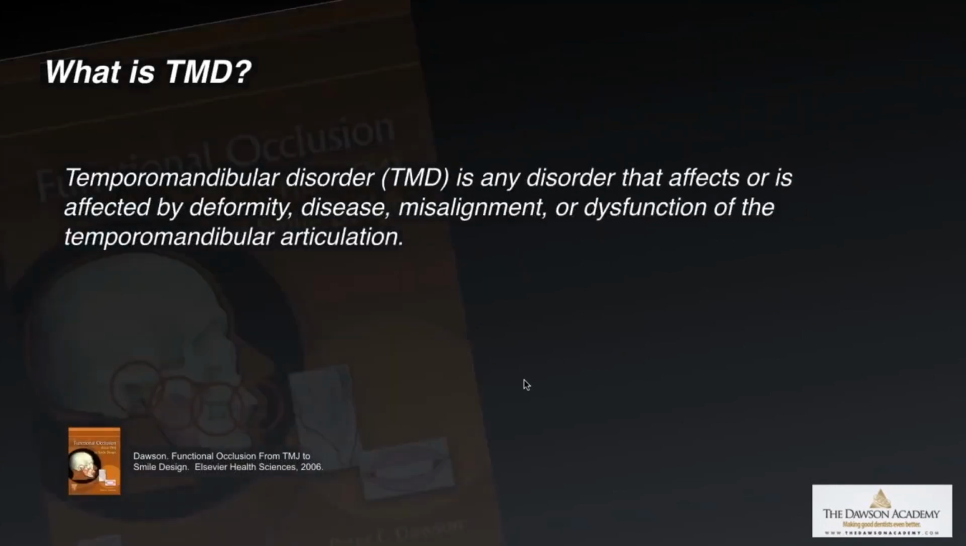So what is TMD? There's a lot of definitions out there with various degrees of accuracy. We'll go back to what Pete wrote in his book. It seems to be the most accurate for our purposes. Temporomandibular disorders: any disorder that affects or is affected by deformity, disease, misalignment, or dysfunction of the temporomandibular articulation. And as dentists, this is in our realm of what we need to be able to identify and diagnose if there's a problem here.